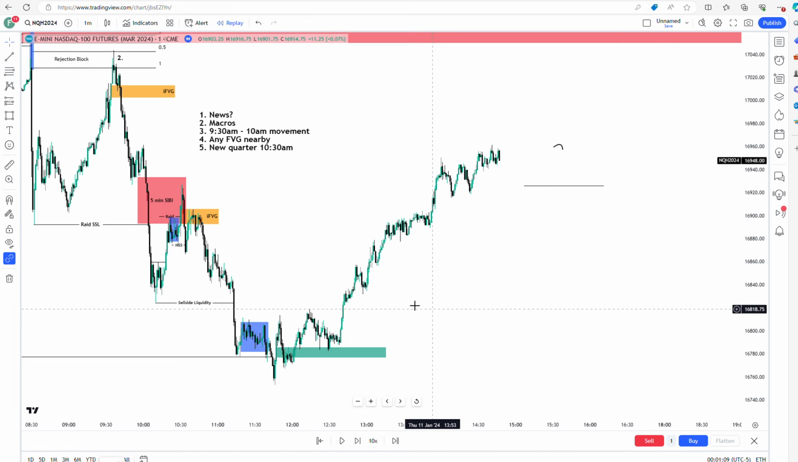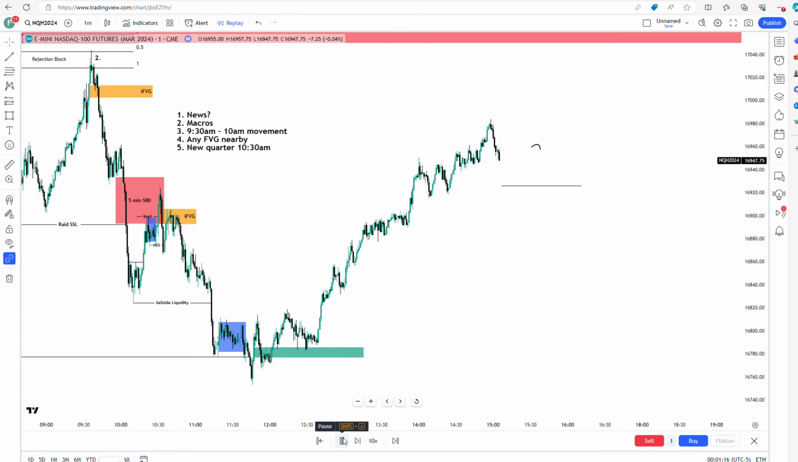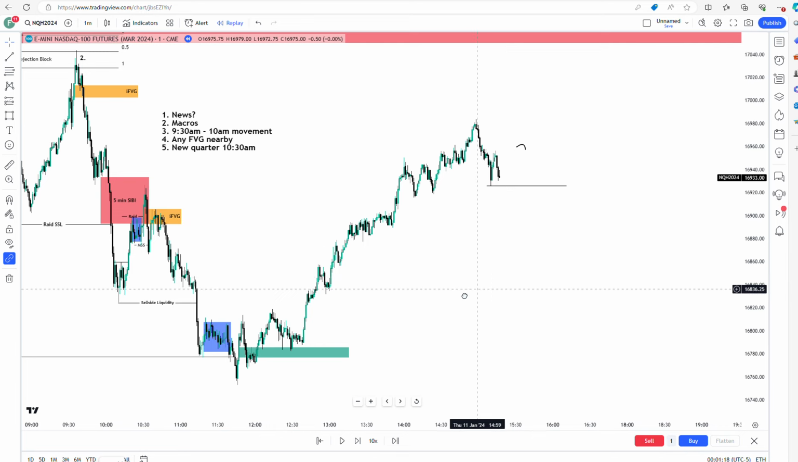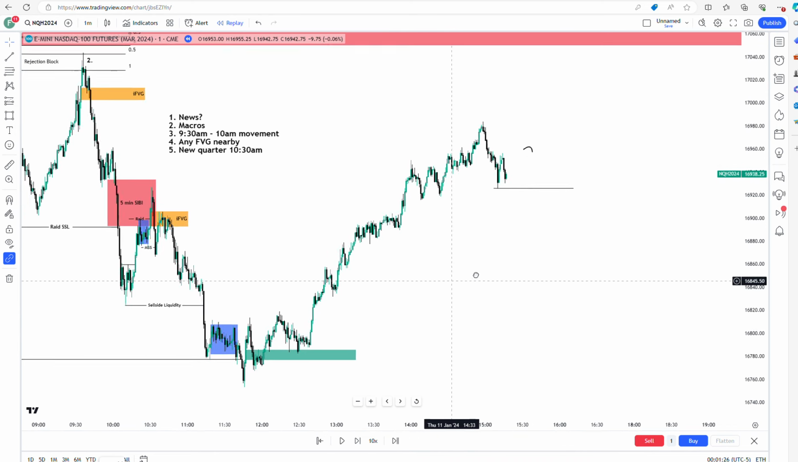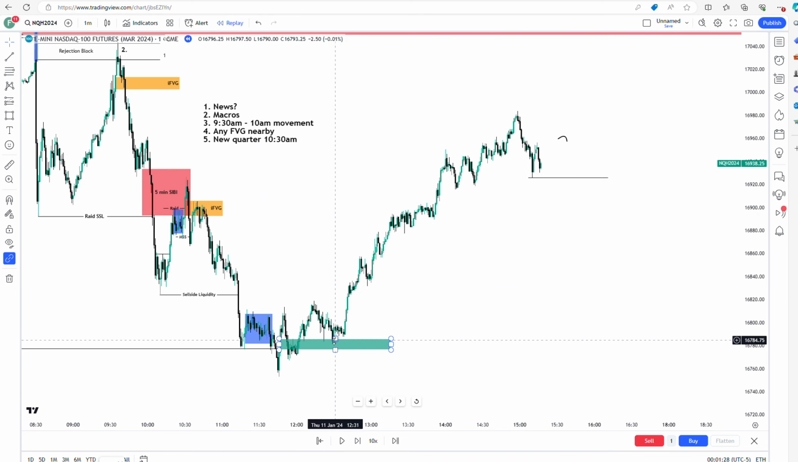Is there an opportunity? Well, let's have a look. Silver bullet, 2 till 3. Let's have a look what happens here. Not really. If I have a look, 2 o'clock till 3 o'clock, not much is going on there. So this would be not tradable in my opinion. The only entry would have come down here, which is in your lunch hour, which a lot of people don't trade.